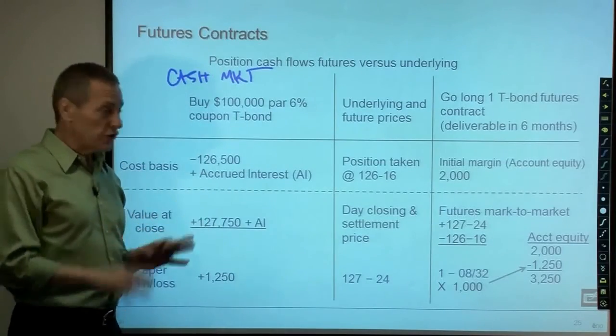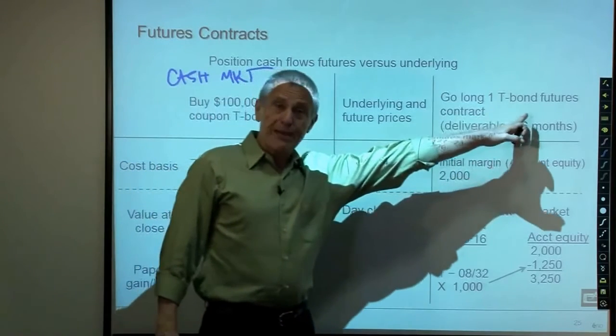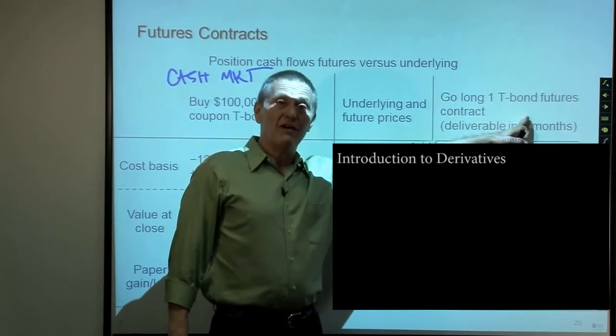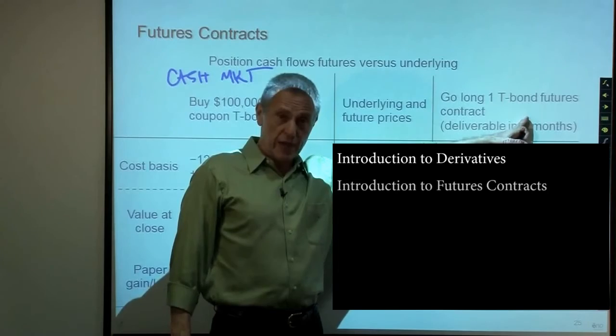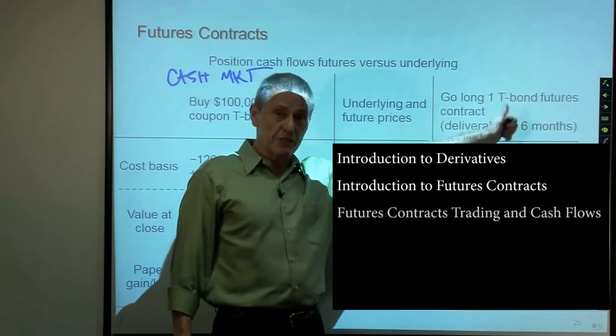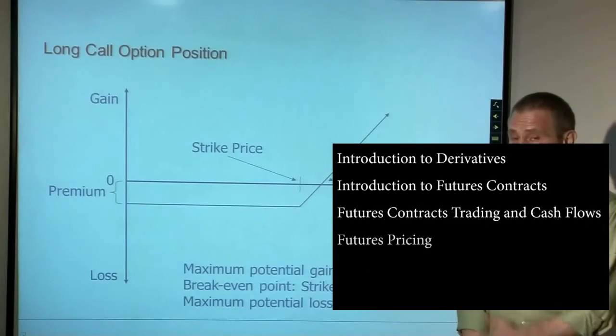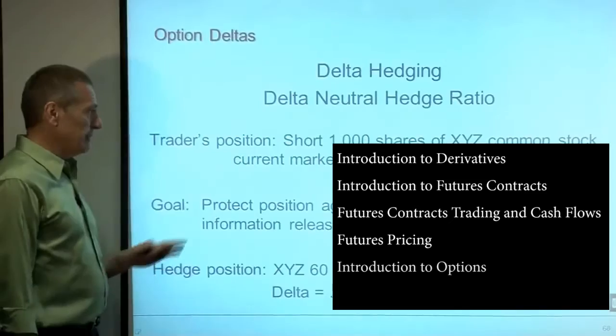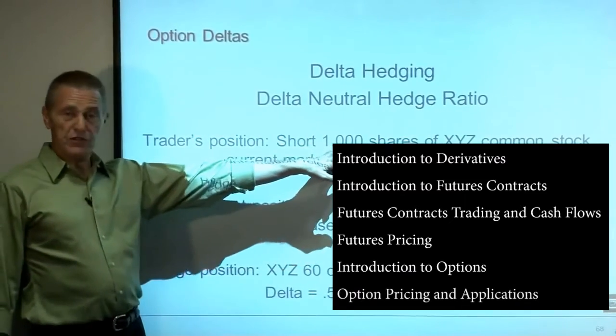This course is composed of 27 lectures in 6 sections: Introduction to Derivatives, Introduction to Futures Contracts, Futures Contracts Trading and Cash Flows, Futures Pricing, Introduction to Options, Option Pricing and Applications.